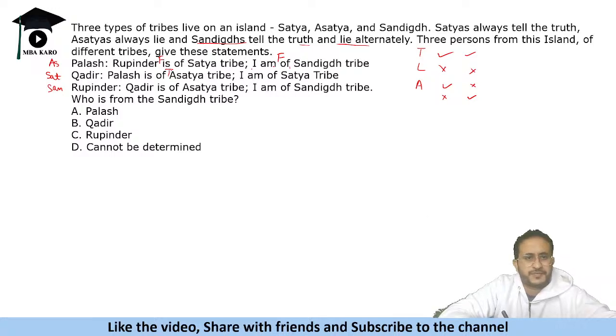True. I am of Satya tribe. Now this is false. He is sorry, yes, true hai, because he's saying that I am of Satya tribe. So both true. Rupinder says Kadir of Asatya tribe. So Kadir is not of Asatya tribe. He's of Satya tribe. So this is false. And I am of Sandikta tribe. So this is true. He is of Sandikta tribe. So his two statements alternate. So he's Sandik. His both statements true, Satya and Asatya because both false. So we have to tell who is of Sandikta tribe. So Rupinder is of Sandikta tribe.